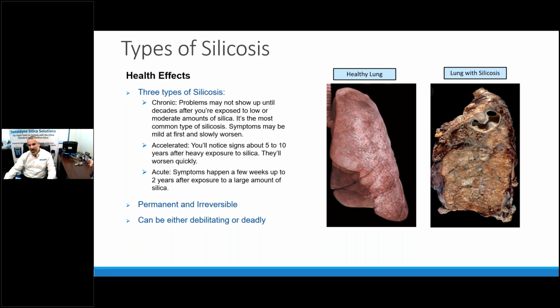It's kind of scary. You see these 2 images in this slide of both a healthy lung and a lung with silicosis. And you can really see as the disease progresses how much damage and scarring it causes to the lungs. It's important to understand that these health effects are both permanent and irreversible. They can be debilitating at first, but it can also lead to lung cancer, and unfortunately, many deaths are associated with high progression of this disease.